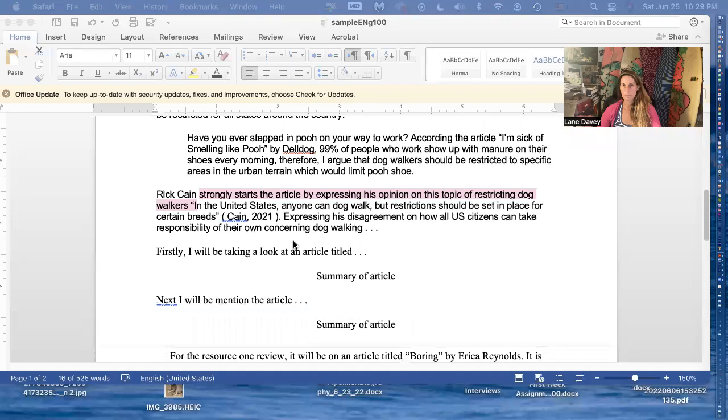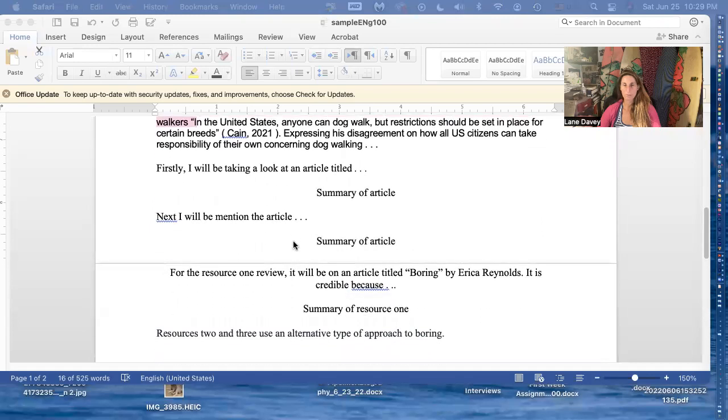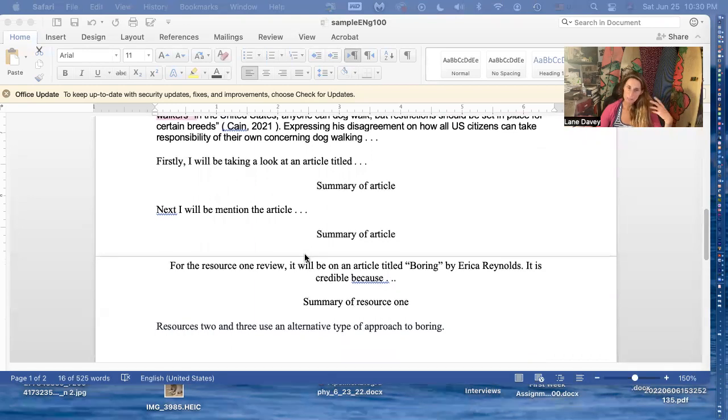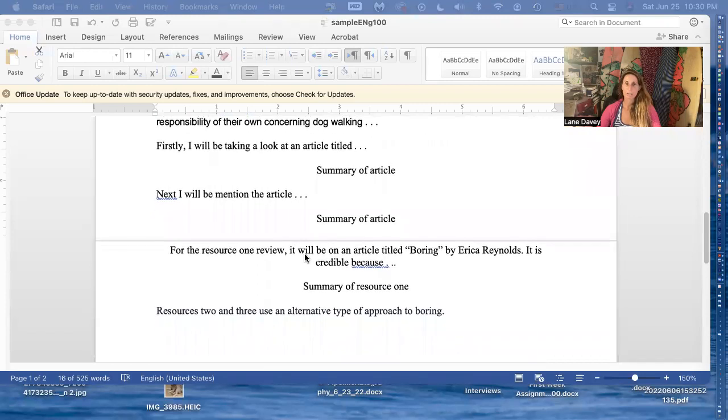Here's what I got. And this came directly from some of your papers. Firstly, I'll be taking a look at an article titled this, summarize the article. Next, I will mention the article this. Are you taking a look at it? No, you're reviewing it. Are you mentioning it? No. And then this is the even worse version. For the resource 1 review, and this is for the paper. This is in your guys' papers.